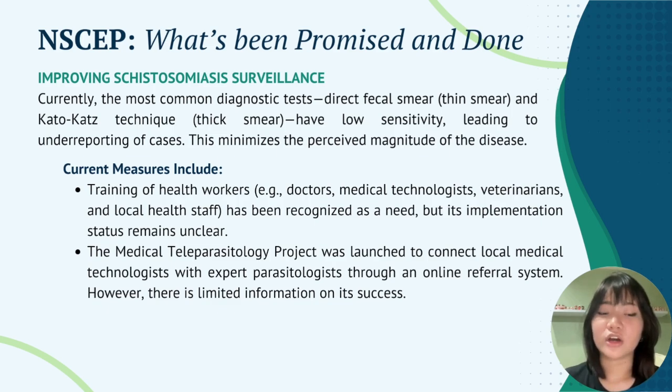Schistosomiasis surveillance currently relies on fecal analyses using direct fecal smear and Kato-Katz techniques, but their low sensitivity often leads to underreporting of schistosomiasis. Efforts to improve surveillance include training health workers, though its implementation status remains unclear.